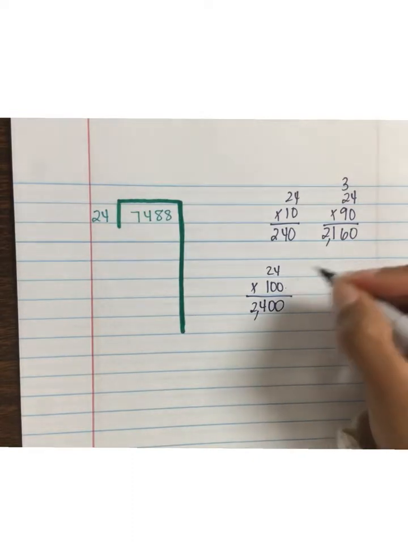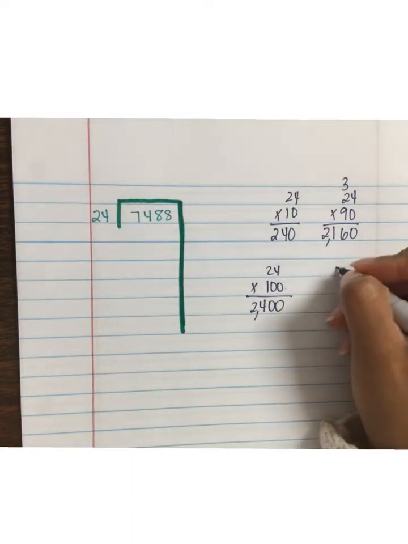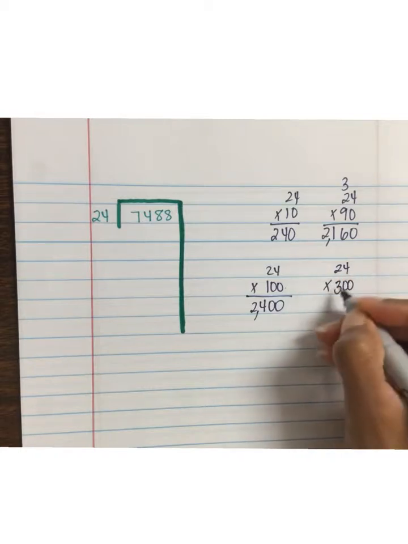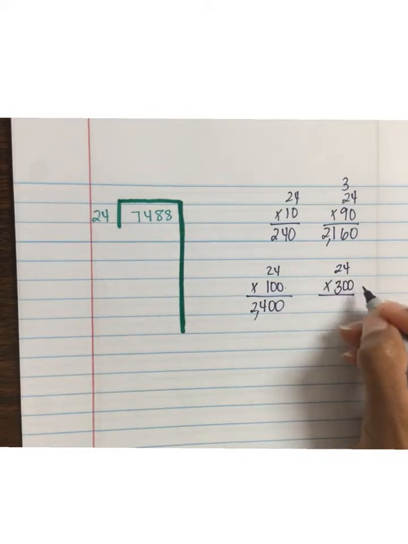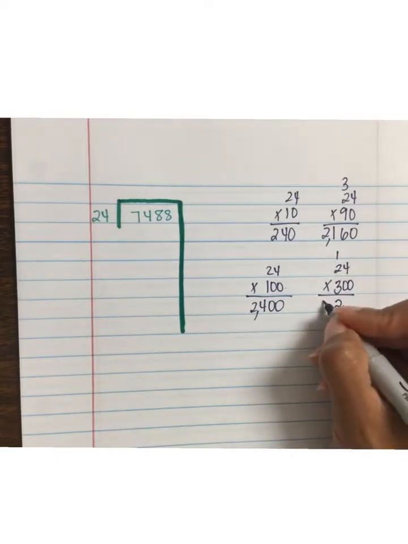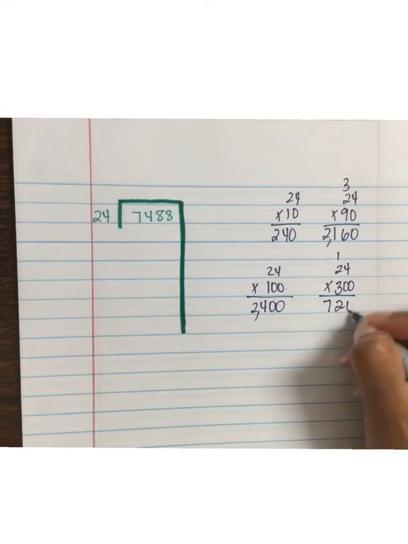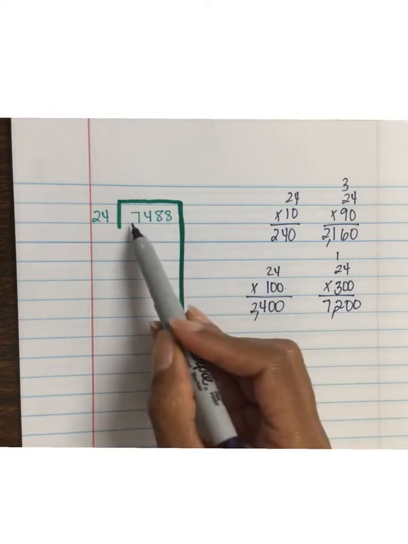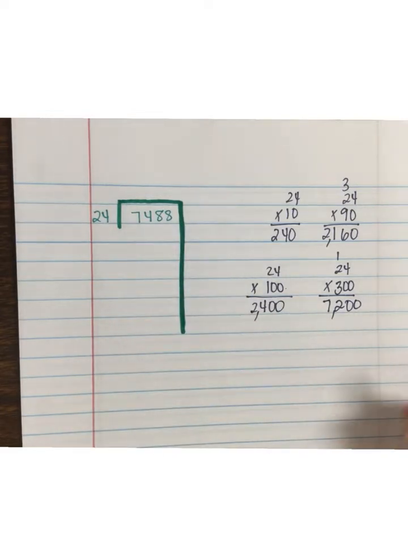So instead of multiplying by 200, I'm going to try 300. Ignore the zeros. 3 times 4, 12. 3 times 2, 6 plus 1, 7. And I have 2 zeros to add at the end, 7,200. That's much closer to the number that I want.